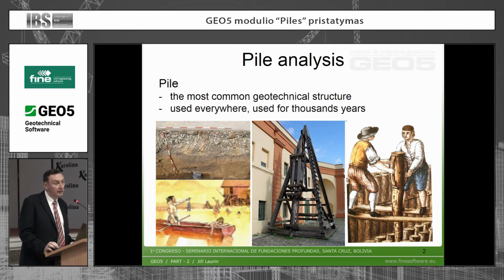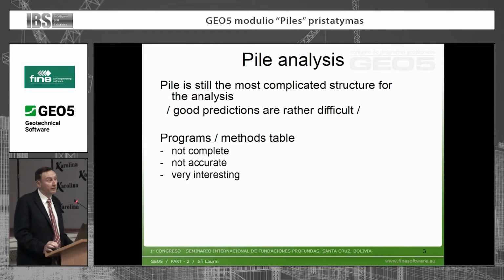And I have to say that the analysis of piles is still, I would say, the most complicated, and good predictions of the real behavior of piles are pretty difficult. If you do a design of concrete or steel, it's, I would say, exact. There's some difference, several percent. If you do a design of, I don't know, a wall or spread footing, we still know that the bearing capacity is like this, and it's plus minus, I don't know, 20%.